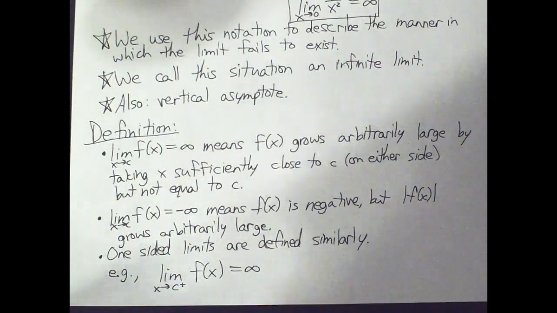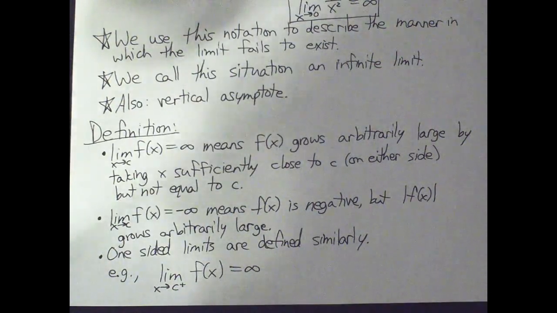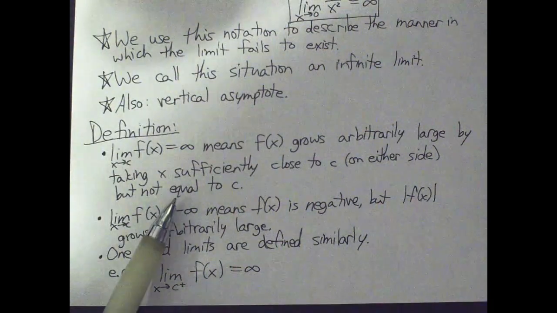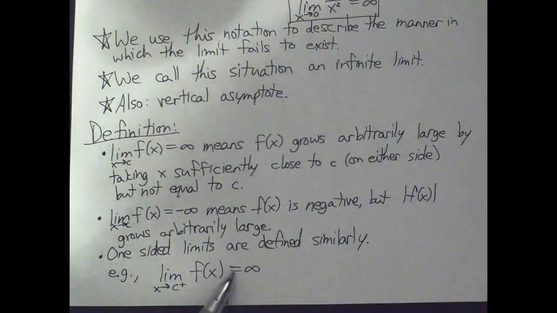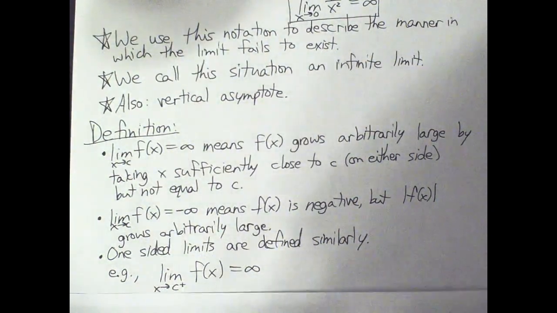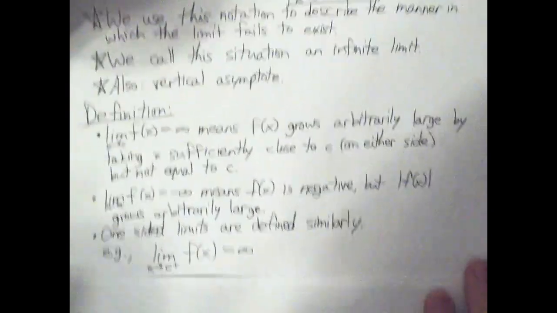Here's a question. Which of these situations do you think we can call vertical asymptotes? You know, is it the one going to infinity, the one going to negative infinity? What about the one-sided version? Would that still be called a vertical asymptote? So let's have a definition for that.